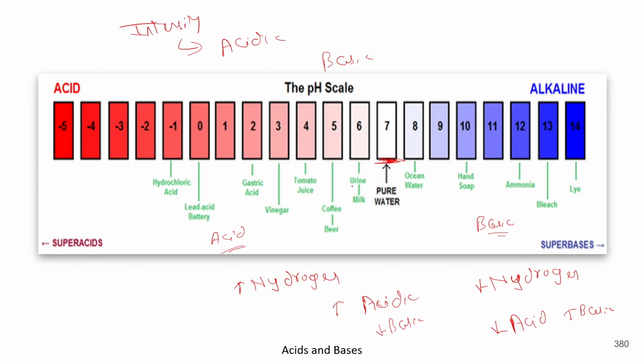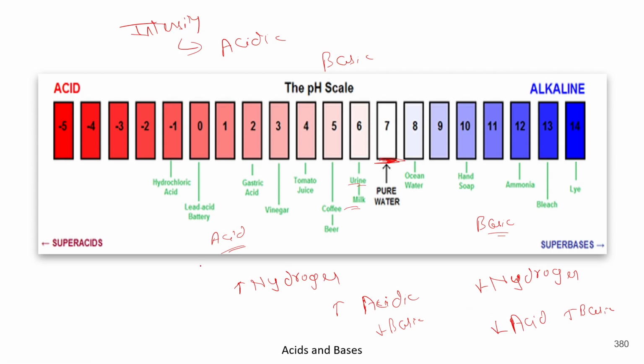So here you can see urine and milk having a pH of 6, so they are acidic. Coffee and beer having 5, so they are acidic. Tomato juice having 4 is also acidic. Vinegar having 3, acidic. Gastric acid having 2, acidic. Lead acid battery having 0, acidic. Hydrochloric acid having -1, acidic. Similarly, ocean water having 8 is basic. Hand soap having 10 is basic. Ammonia having 12 is basic. Bleach having 13 is basic. Lye having 14 is basic.